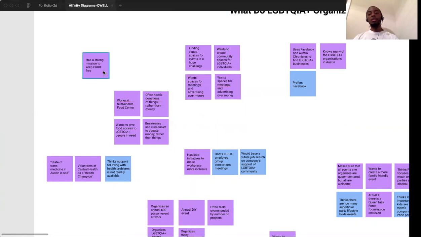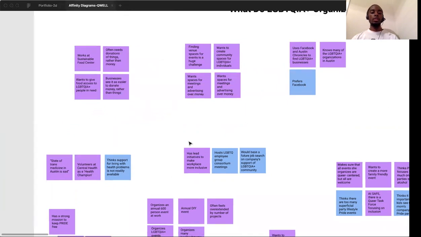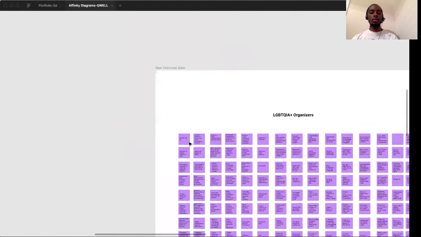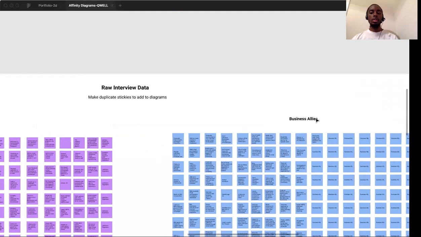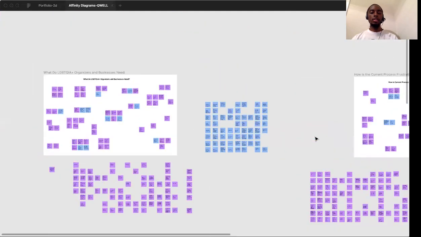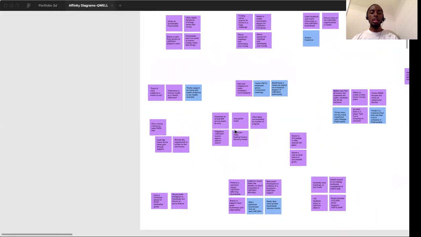This one's a little bit less colorful than before, because before we put a different color for each person we interviewed. So it did make this a lot more colorful. But this one's a little bit more organized. We have the purple for community organizers, and then the blue for business allies, business representatives, and stuff like that. So it's a little bit more organized in that way. You can see whose perspective you're looking at.